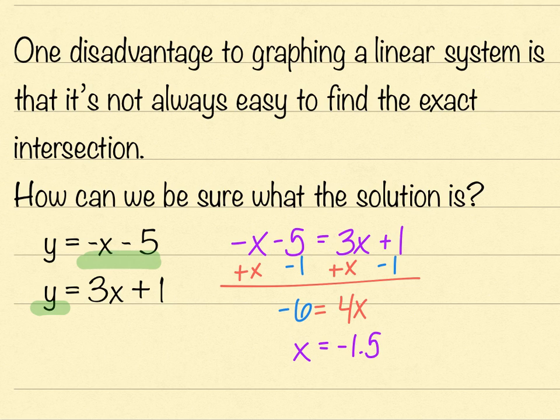And then to find y, I could plug x in for any of these equations over here. I'm going to choose the top one. -1.5 would be positive 1.5 minus 5. And 1.5 minus 5 is going to give us negative 3.5 for y. So y equals 1.5 minus 5, so y equals negative 3.5. And that's exactly what we thought it was going to be.